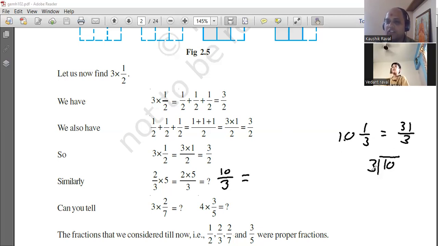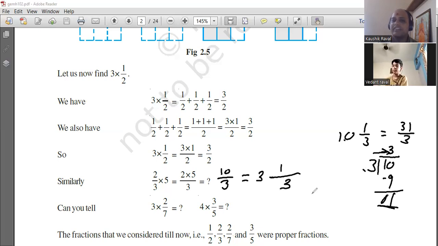So, how will you divide 10 by 3? Take the table of 3. 3 3s are 9. You have got 0, 1. So, what will be the answer? The quotient becomes your whole number. Your remainder becomes your numerator. And your divisor becomes your denominator. Now try this one.